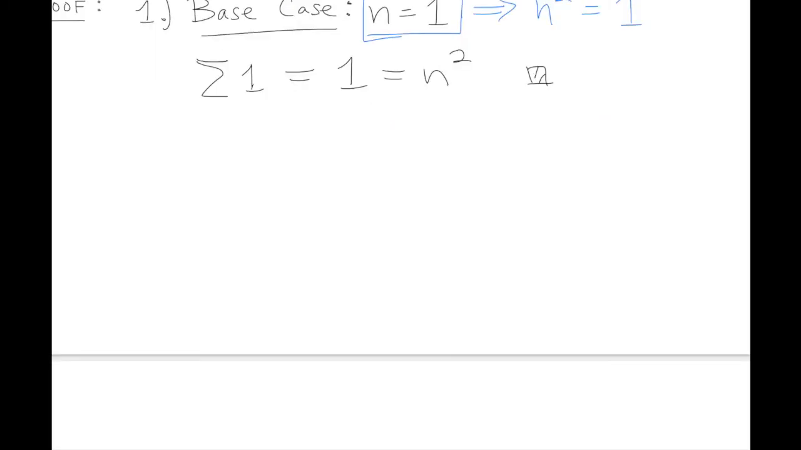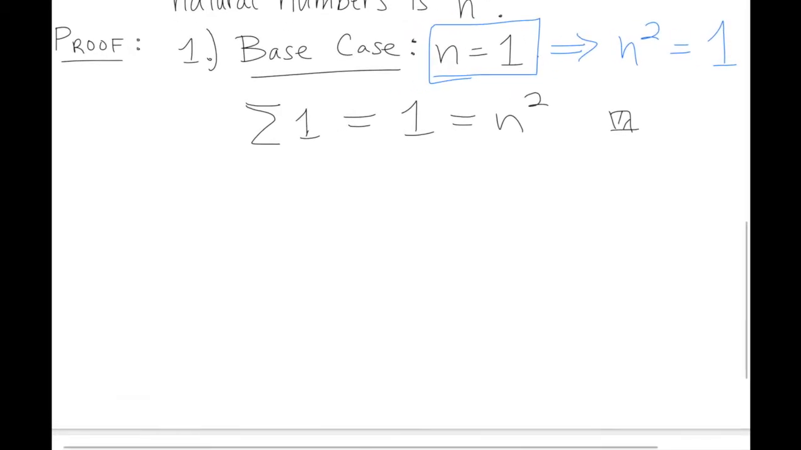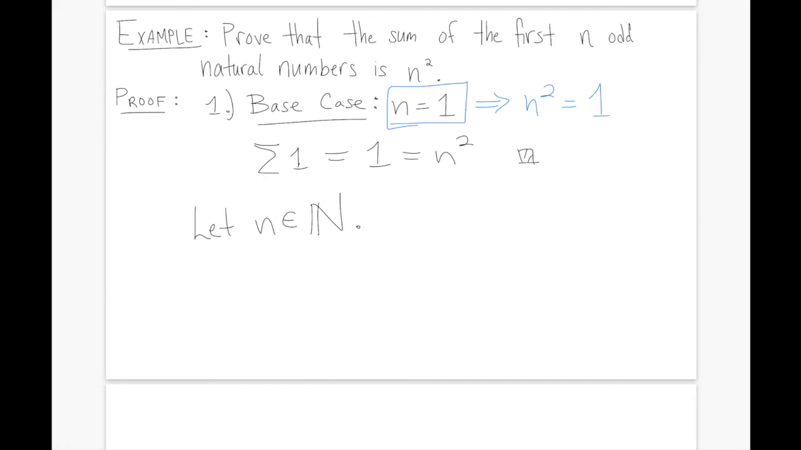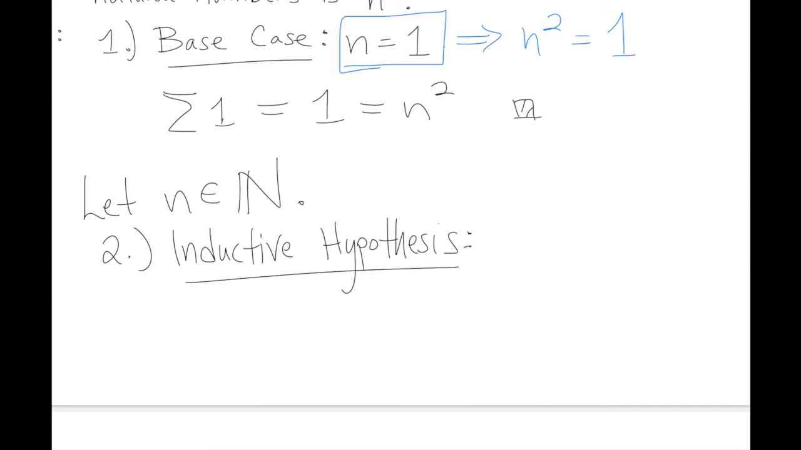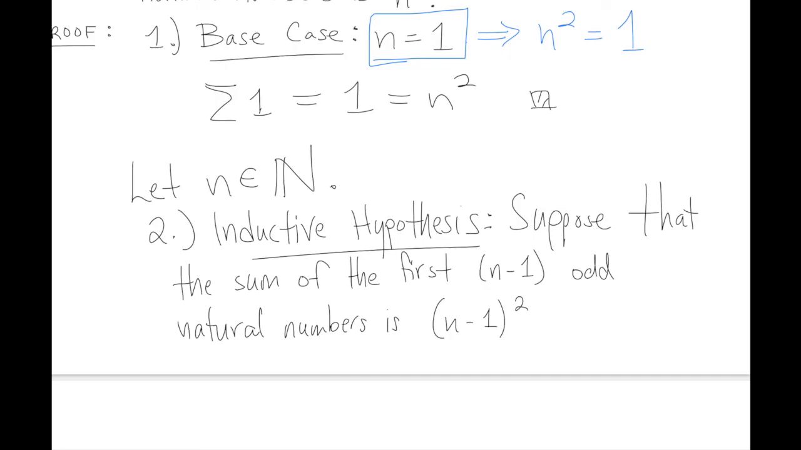So now before we go about doing our inductive hypothesis and proving the result, let's start by saying, let n be some arbitrary natural number now. Okay? And what we're going to suppose now, as our inductive hypothesis, is that the result holds for n minus 1. So here we're going to suppose as our inductive hypothesis that the sum of the first n minus 1 odd natural numbers is n minus 1 squared.